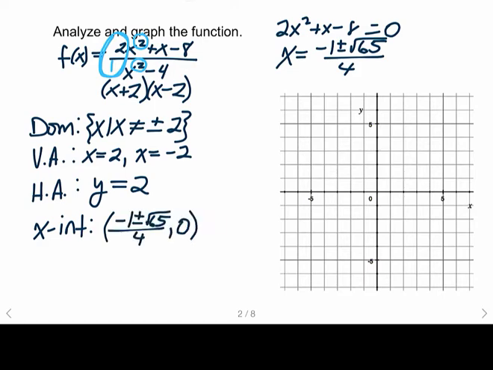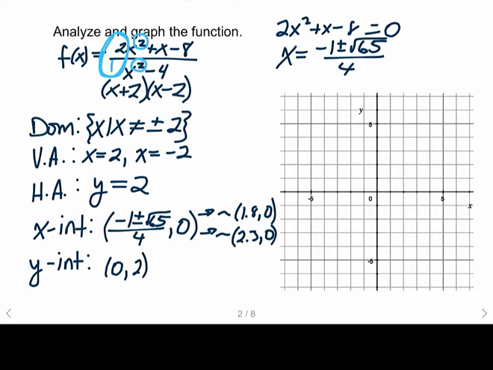Since I'm going to be plotting these, I'd like to get a decimal approximation, and so my calculator tells me that the approximate x-intercept points are 1.80 and -2.30. The y-intercept, remember, is where x is equal to 0, and that means we're looking at f of 0. In this case, we have a y-intercept of (0, 2).